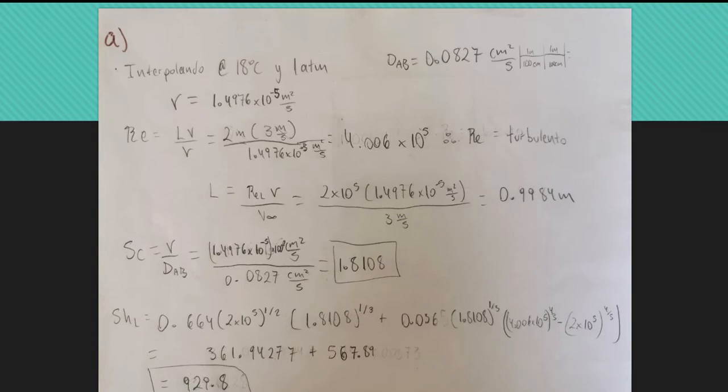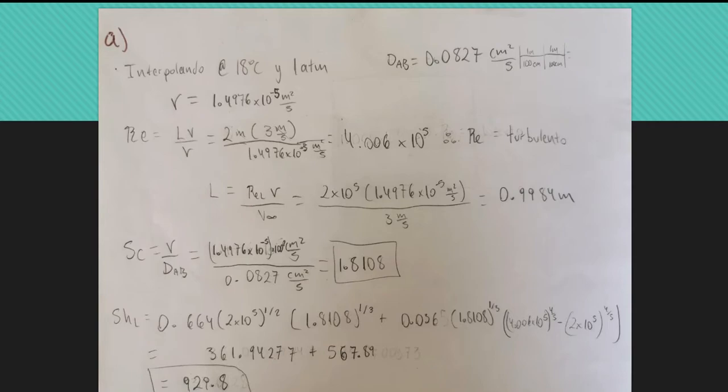So we use the same relation for knowing at what length the flow is laminar, and we have that at 0.9984 meters our Reynolds is still laminar. That's why we use the Sherwood formula in the last calculation of this page.